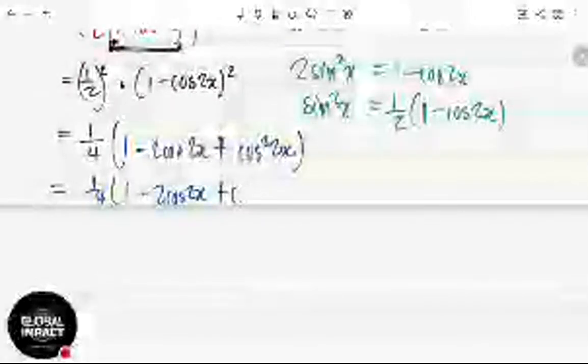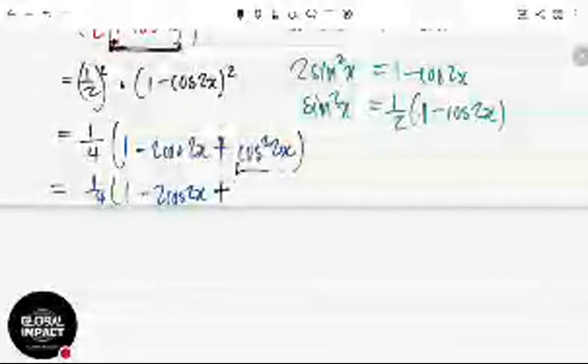Let's deal with this cos squared 2x here. We know what cos squared x is. We don't want cos squared. We come from here. Cos 2x is 2 cos squared x minus 1. Right?